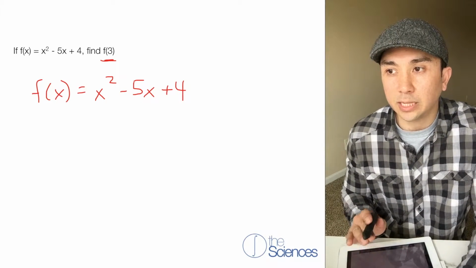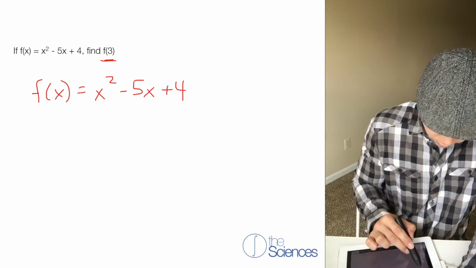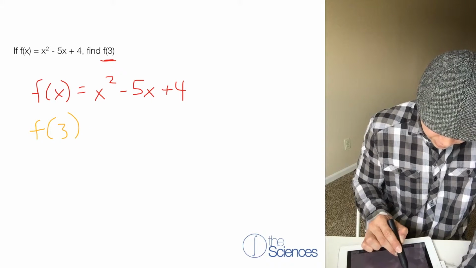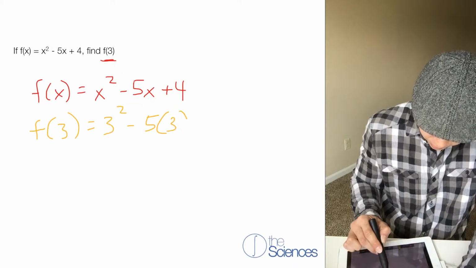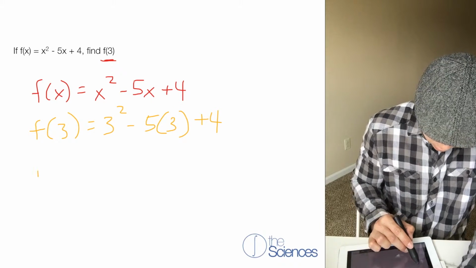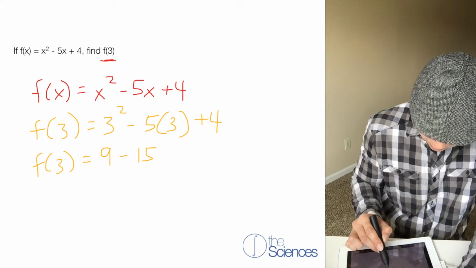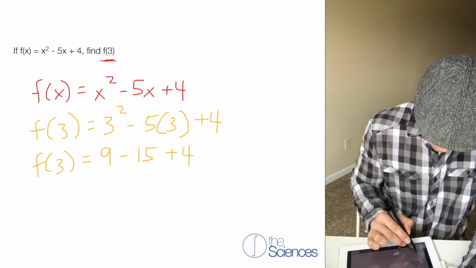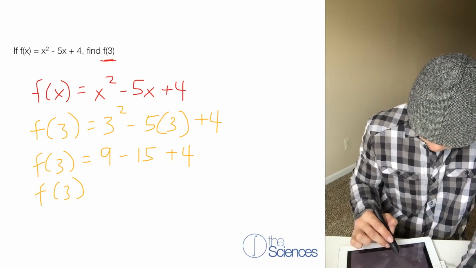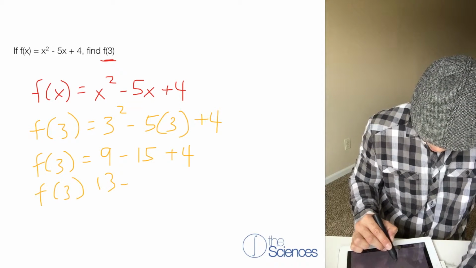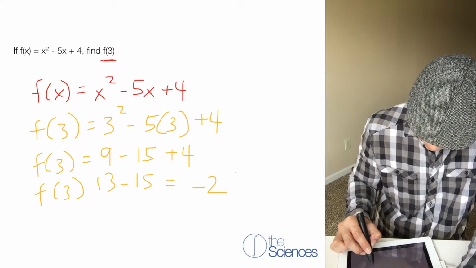So all we're going to do is substitute 3 wherever we see x. So here, f of 3 equals 3 squared minus 5 times 3 plus 4. So f of 3 equals 9 minus 15 plus 4. So f of 3 equals 9, 10, 11, 12, 13. 13 minus 15 equals negative 2.